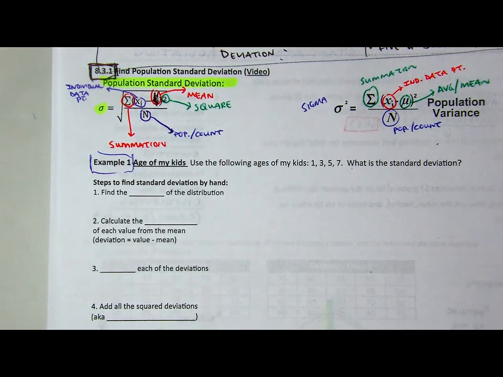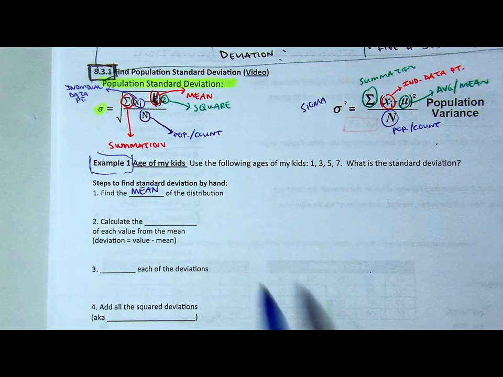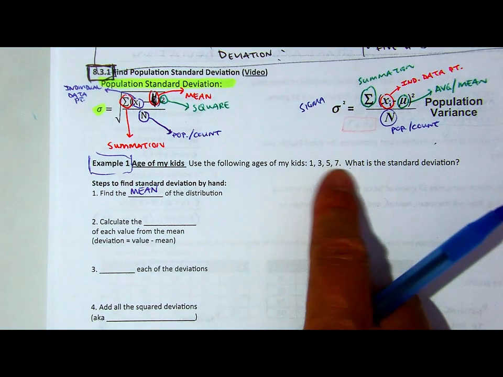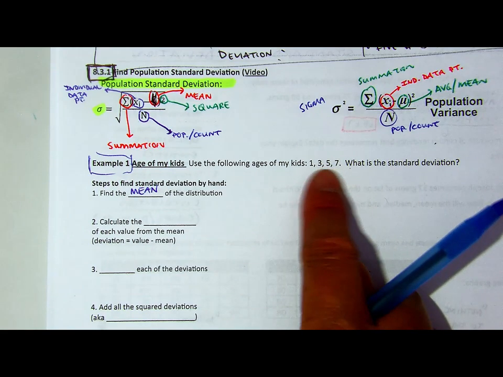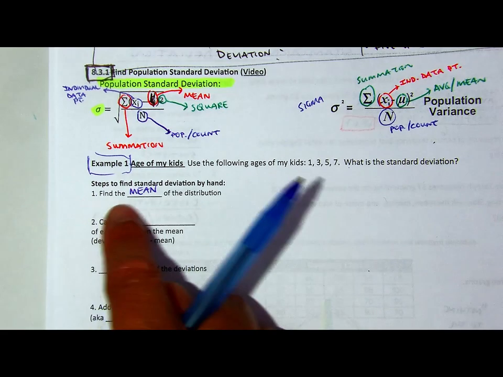Step number 1, we need to find the mean. You need to find the mean of these numbers. With your partner, you're going to have 60 seconds to do that. I would do it underneath right here. Okay? Find the mean.